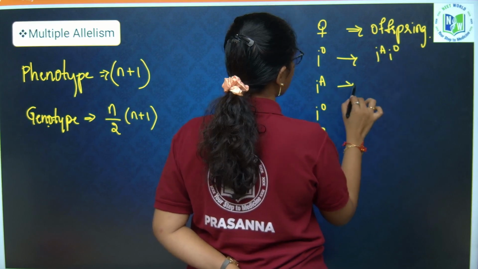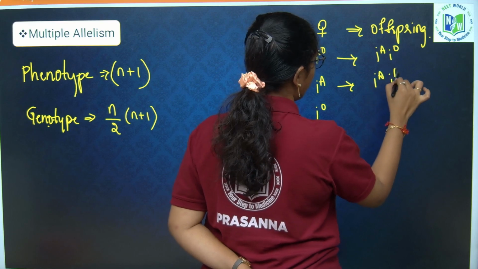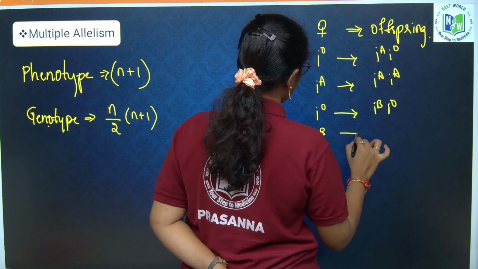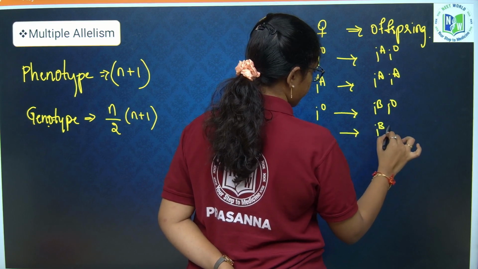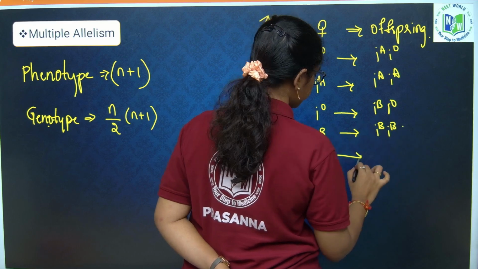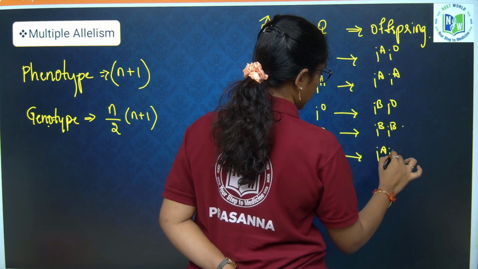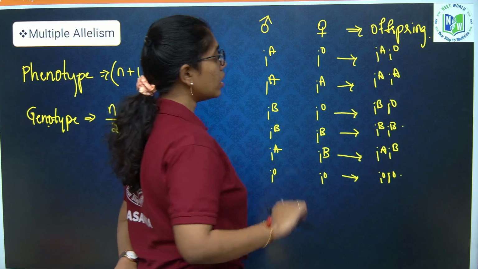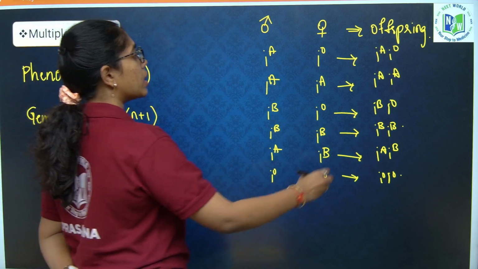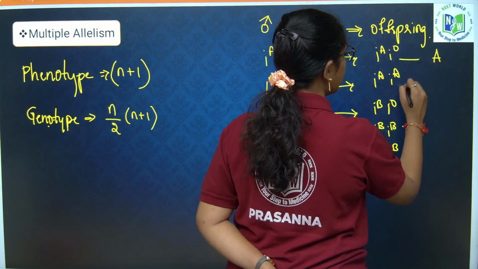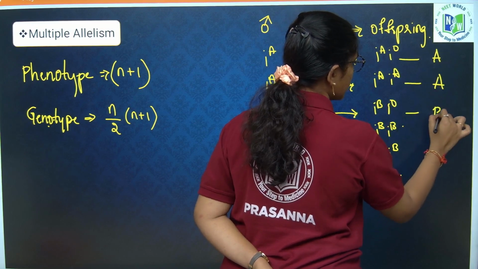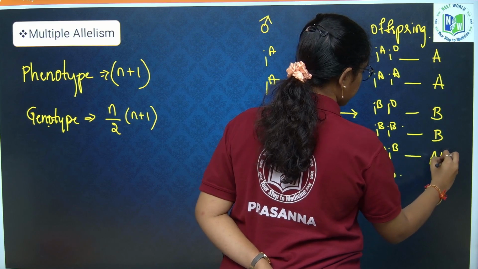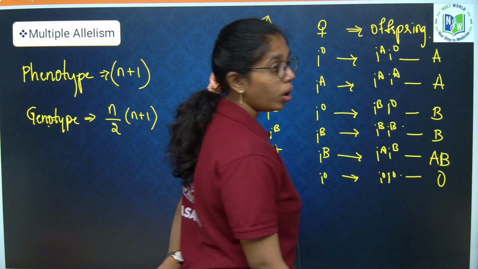IA IO is one combination, IB IO is one combination, IB IB is one, and IO IO blood group is one combination. So here it is what blood group? A. Here also it is A blood group, here it is B blood group, B, and here it is AB, and here it is O blood group.